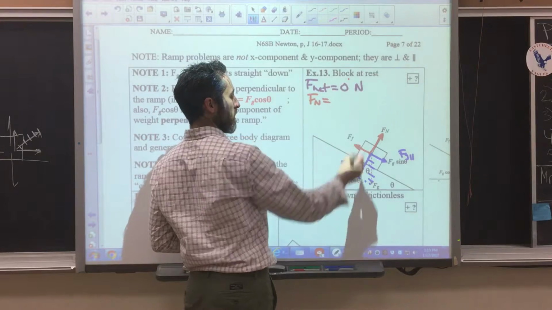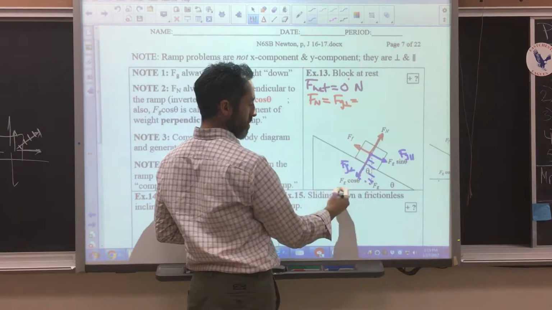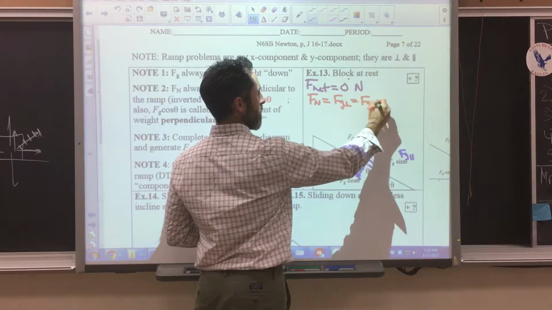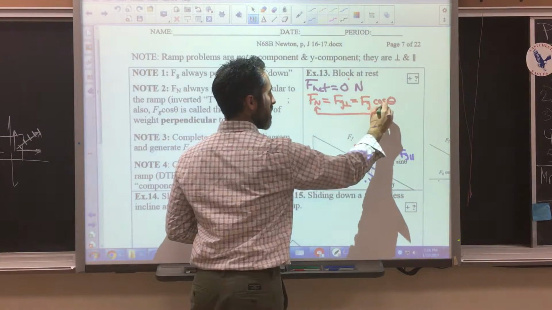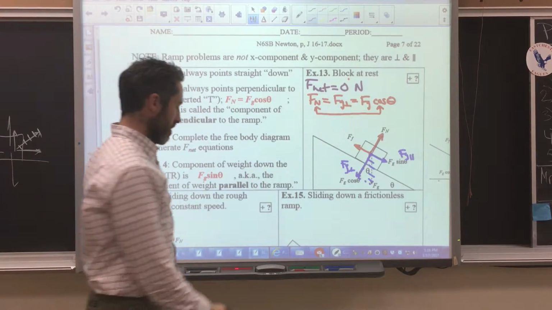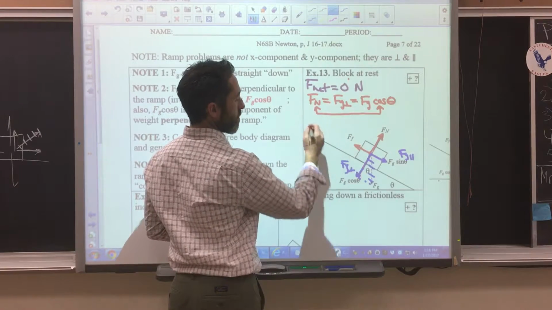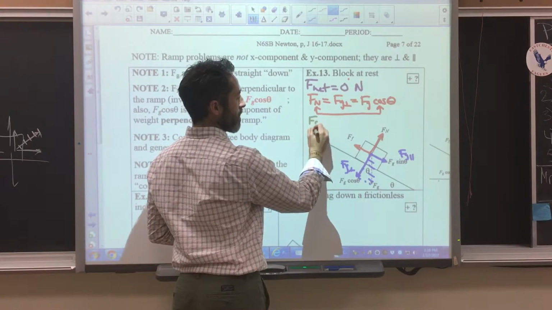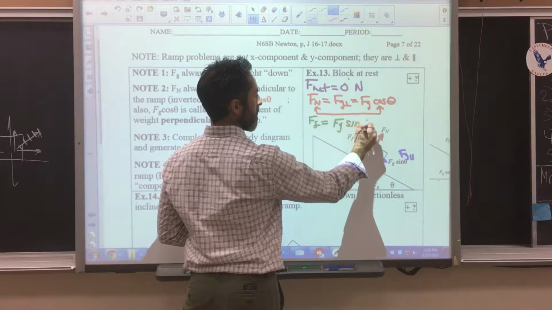The normal force is Fg perpendicular, which is Fg cos theta. Oh, look at that! We already did this. You just didn't realize that was Fg perpendicular. There it is. And we have another equation here. Hopefully you can figure it out. The friction is going to balance Fg sine theta.